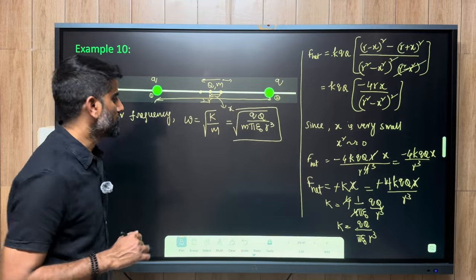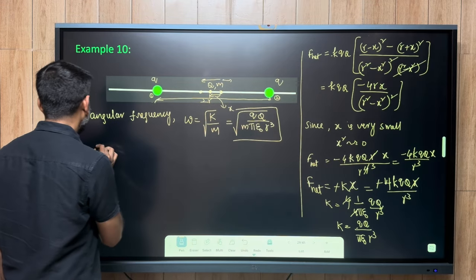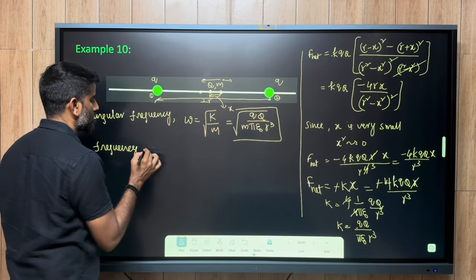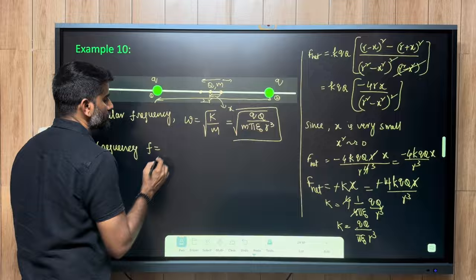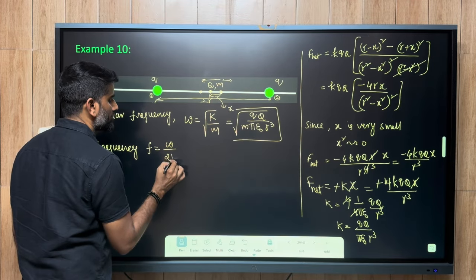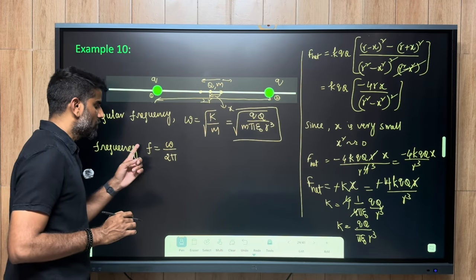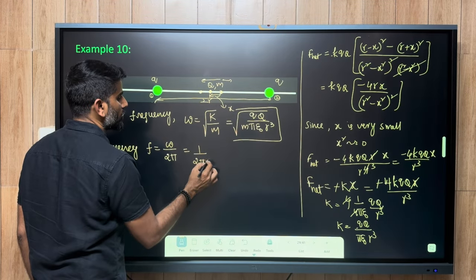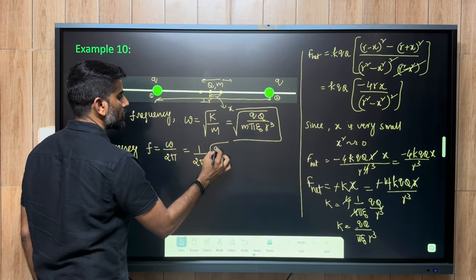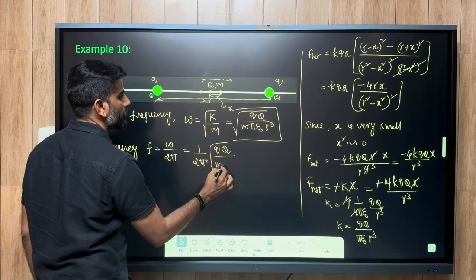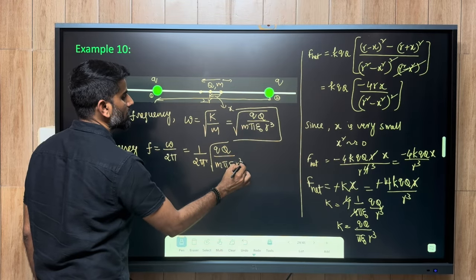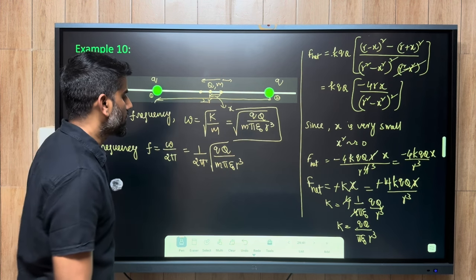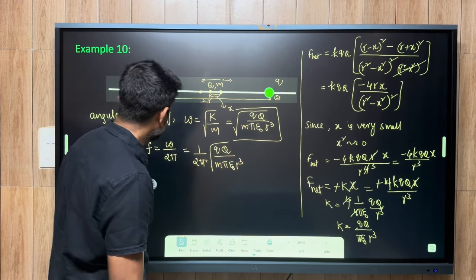M pi epsilon naught r cube. Now, as we know, frequency of oscillations. So frequency f is equal to omega by 2 pi, because omega is equal to 2 pi f. I have taken this 2 pi this side, so omega by 2 pi, so I am getting 1 by 2 pi. We already know omega, root over q by m pi epsilon naught r cube. Okay, now what are we going to do?